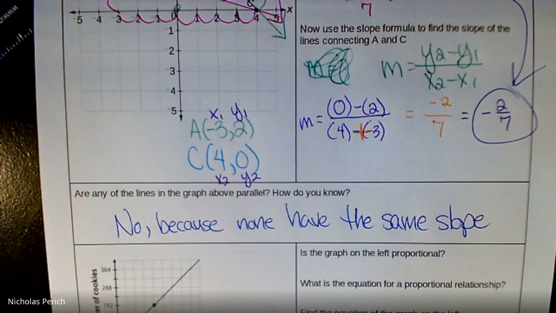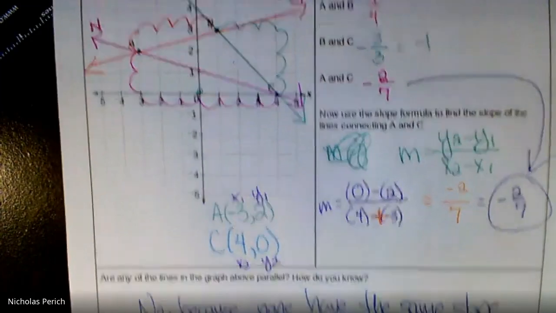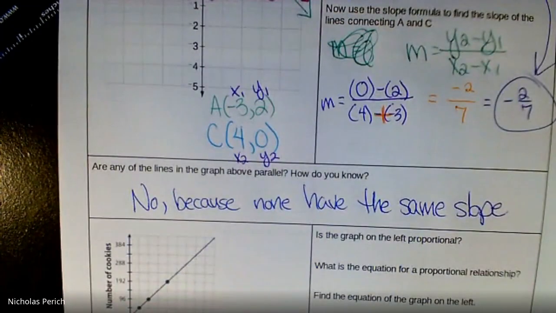You can see it too. I mean, all of those lines cross each other. So it's obvious. But if I were being asked on a test or a quiz, for example, to explain why, that's my explanation.